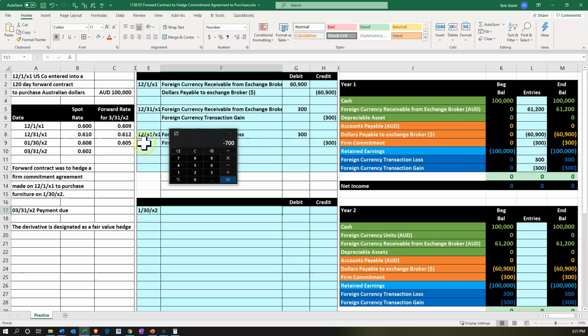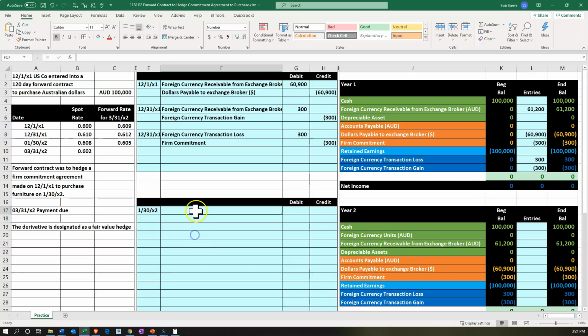And why is that going to be a loss? Because before we had $1 Australian compared to the 0.612. Now we've got $1 compared to the 0.605. So you get less US dollars compared to the Australian dollar. So the Australian dollar got weaker. And since we're going to get paid, we're talking about a receivable in Australian dollars, then we're getting paid with something of lesser value, resulting in the loss.